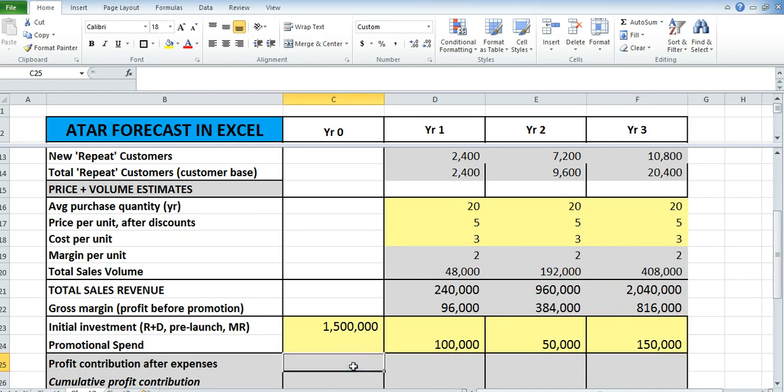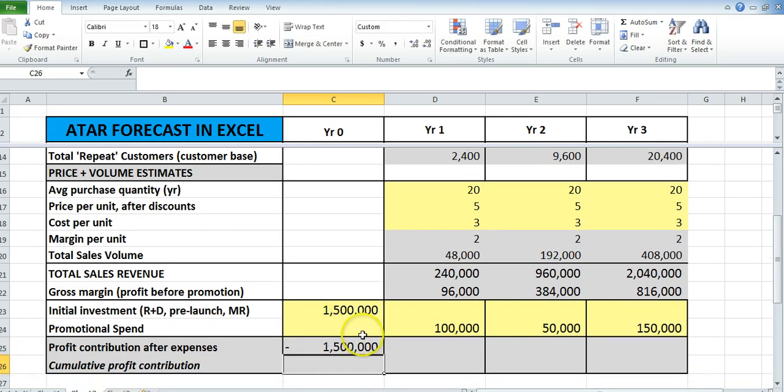Okay, and then we go through and ask, what is the net result each year? First year, there's no income, but we take off anything that comes out. So you see the formula there, I'm picking up profit, that's units times profit margin, less any investment up front, less any promotional spend. And obviously in year zero, the only thing we've got happening is the investment costs.